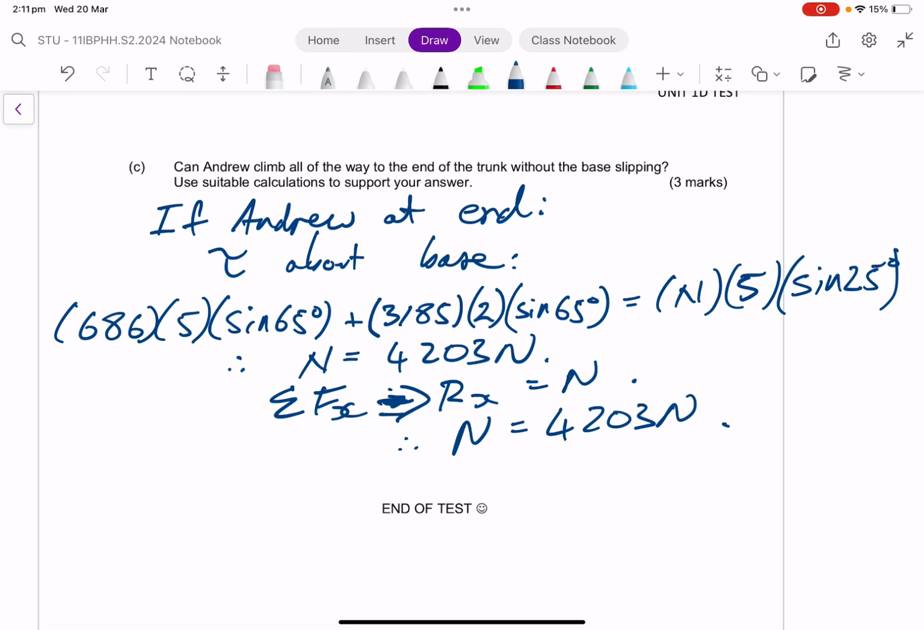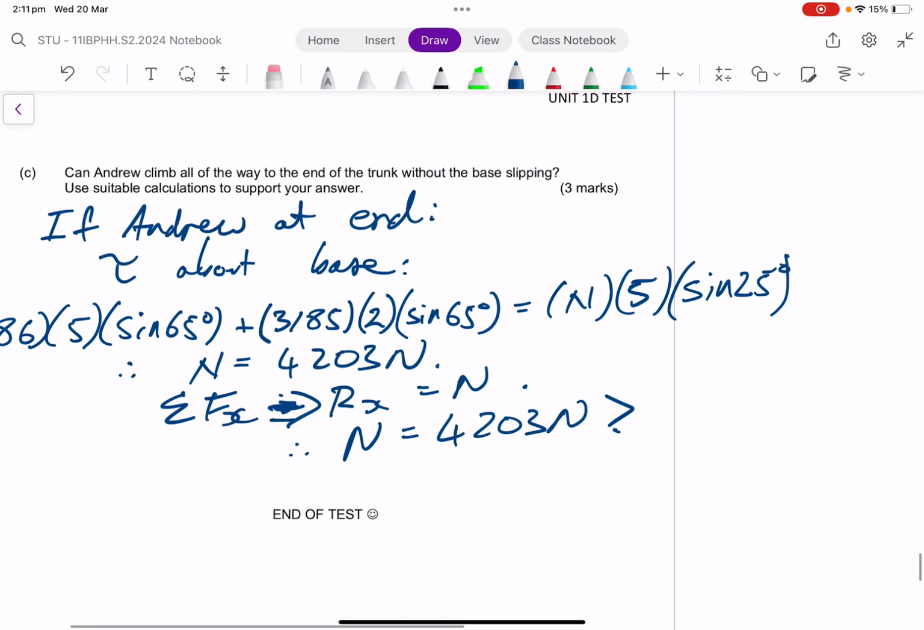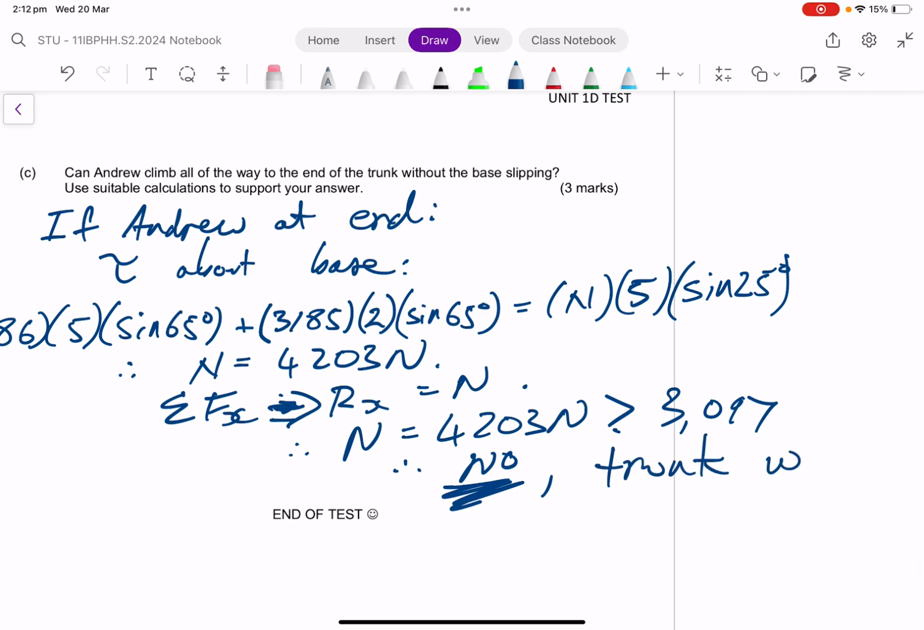Now, last time I checked, that was bigger than 3,097. So therefore, 1 mark for saying no. The trunk will slip, and the reason it will slip is because we can't have enough friction to counteract the N that is required to keep it in equilibrium, if you like. Okay, the trunk will slip.